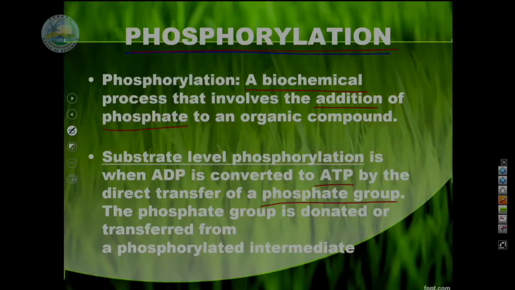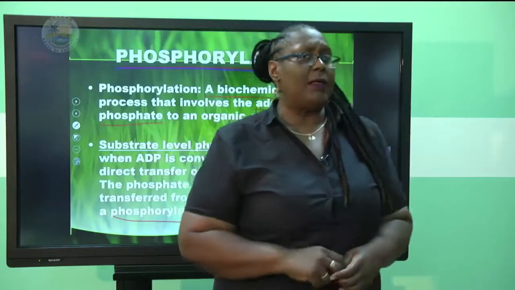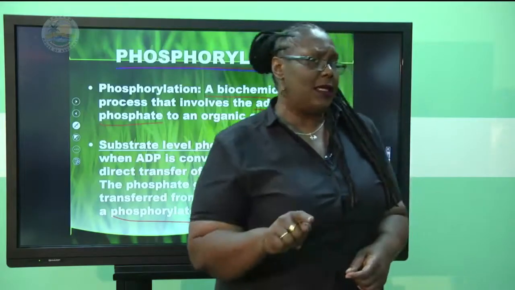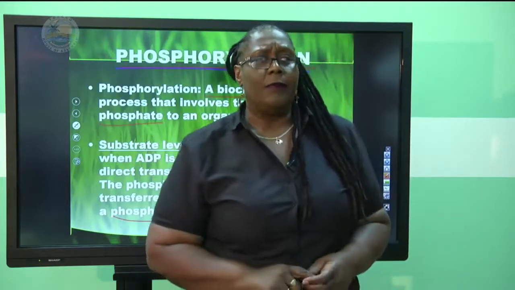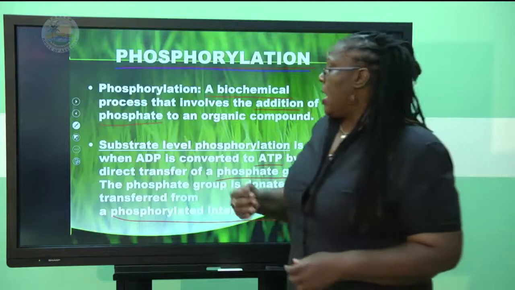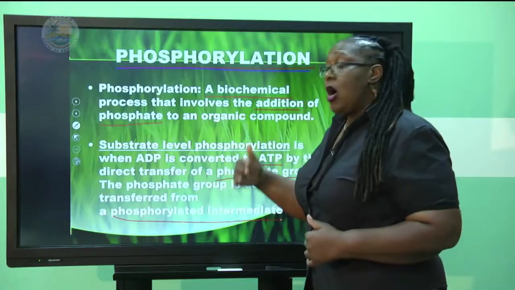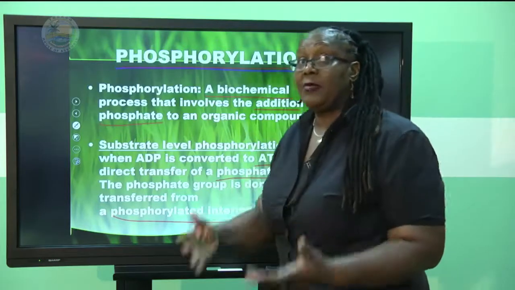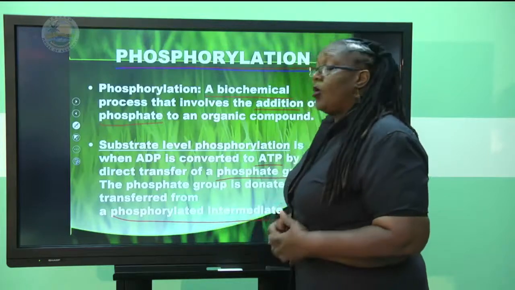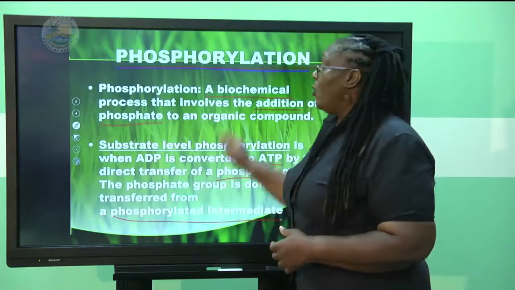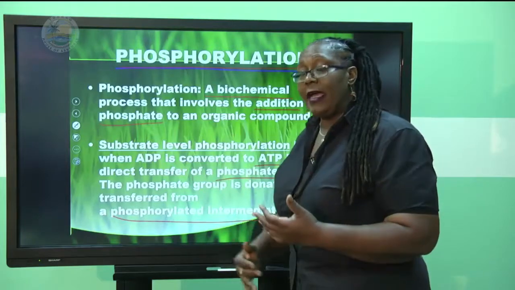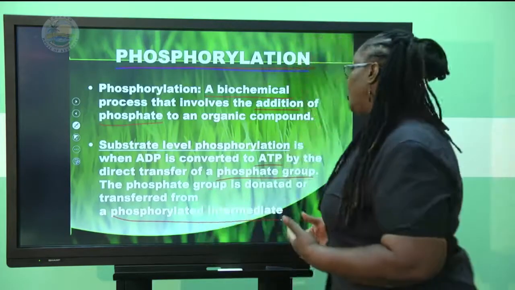Now, substrate level phosphorylation is when ADP is converted to ATP by the direct transfer of a phosphate group to our molecule. So the phosphate group is donated or transferred from a phosphorylated intermediate. Where will we meet this? We will see it happening in glycolysis, and we will also see it within the Krebs cycle, where there is the direct transfer of the phosphate from a substrate, from a molecule. And so this is called substrate level phosphorylation. We are adding the phosphate, but it is coming directly from a high energy substrate.